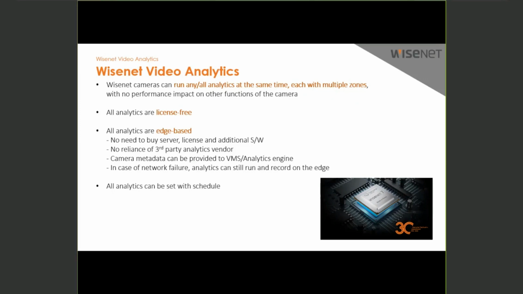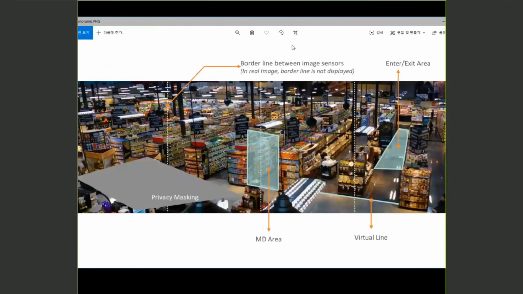For example, if you are using a panoramic camera, which has a very wide view, you can put multiple video analytics. Maybe you can set line crossing here, motion detection here, enter and exit here, and maybe some privacy masking as well. So this is the benefit of using a panoramic camera with multiple video analytics.